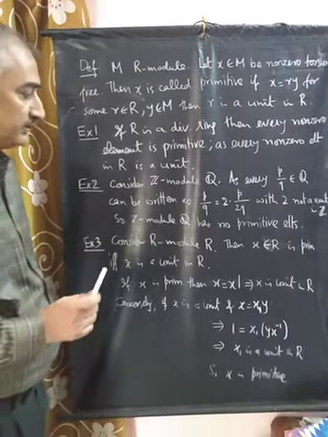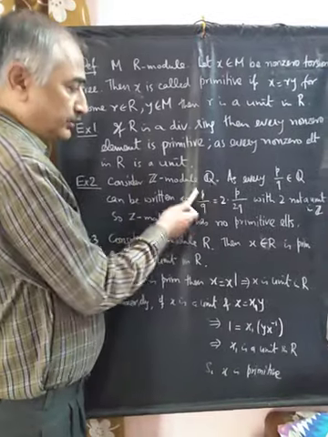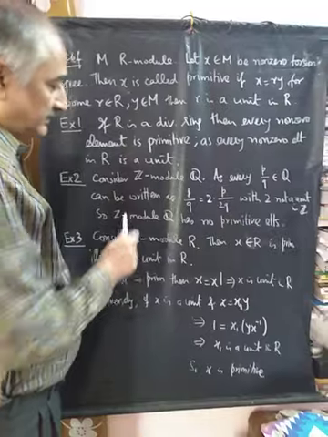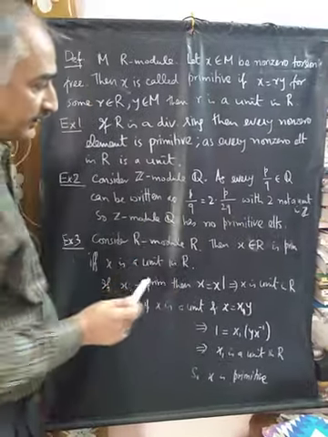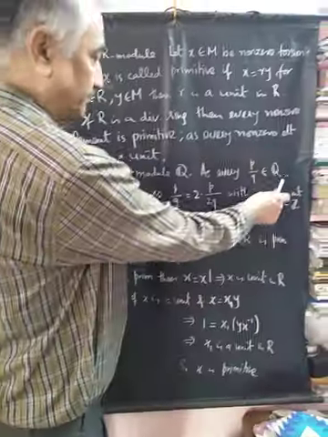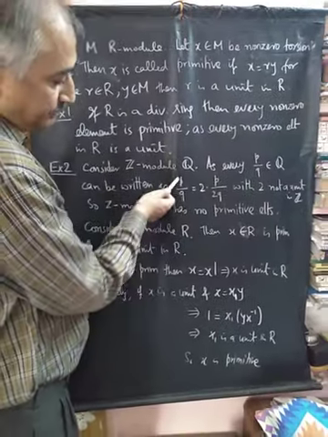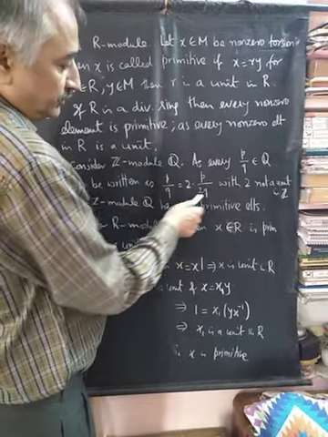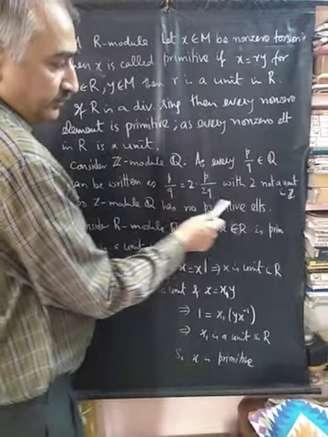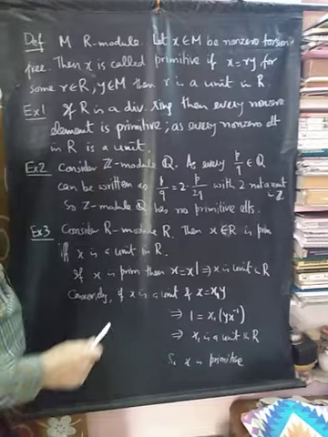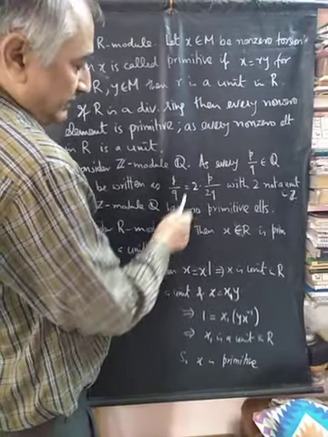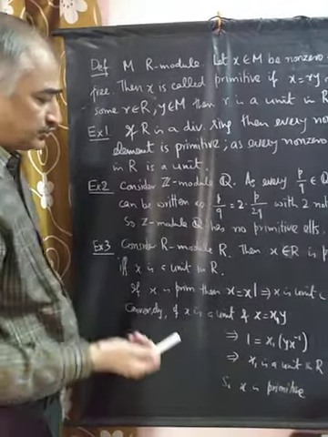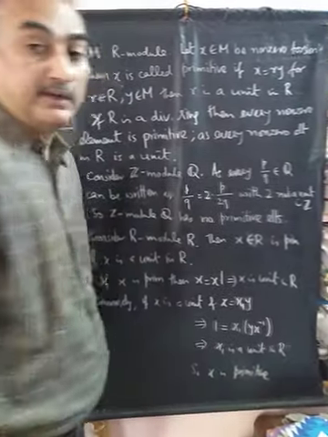In the second example, we consider the Z module Q. Q is the module of rational numbers and Z is the integers. Now if I take any element p by q, then I can write it as 2 into p by 2q. Now this shows that this element 2, we know, is not a unit in Z, and therefore this element is not primitive. Because this p by q is arbitrary, the Z module Q has no primitive elements.